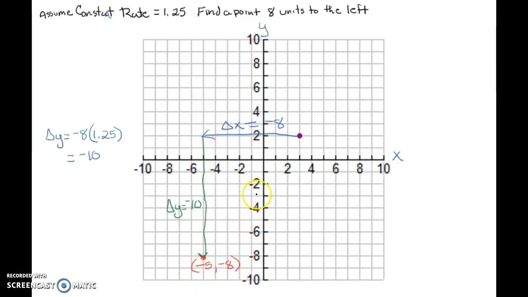And lastly, we would connect these 2 points to show the assumed constant rate. And again, this is an assumption that this rate is constant, but when we connect these 2 points, we're indicating that, assuming this is a constant rate, we would have the connection of these 2 points.